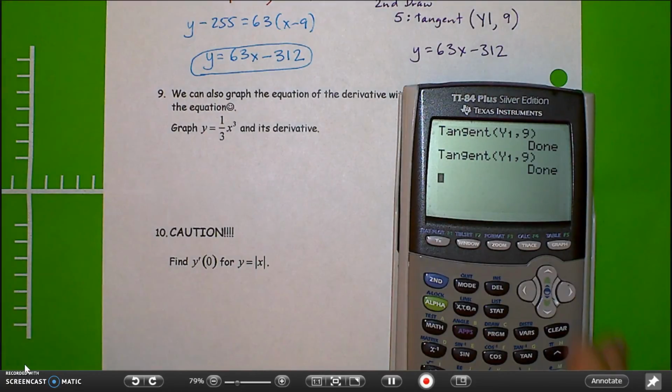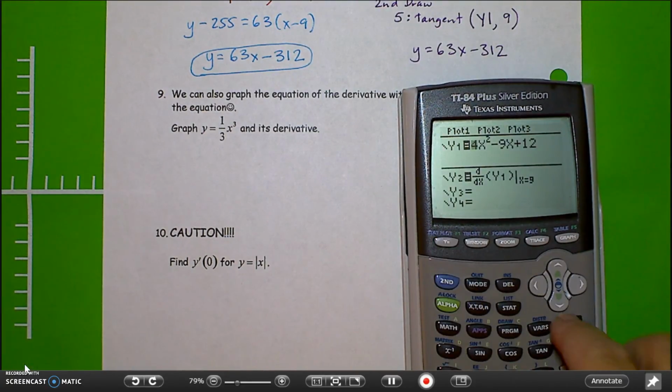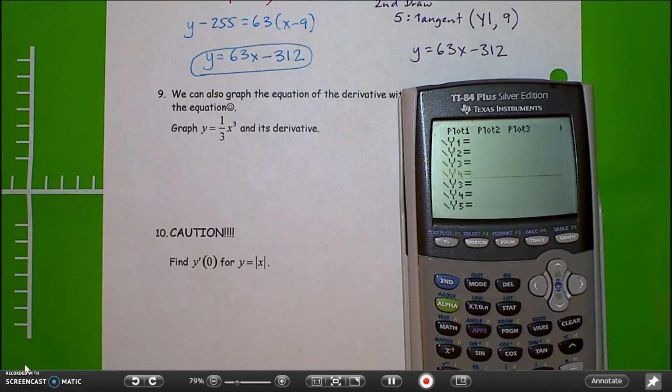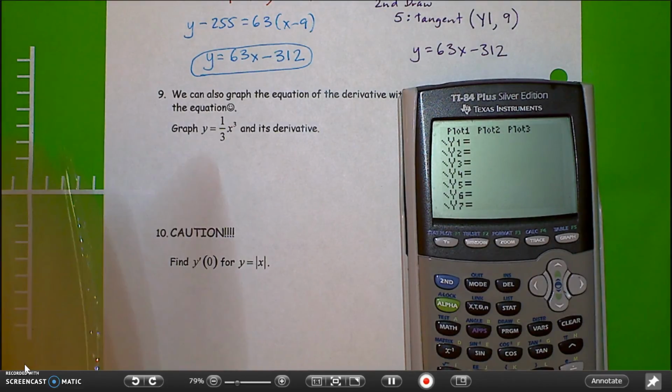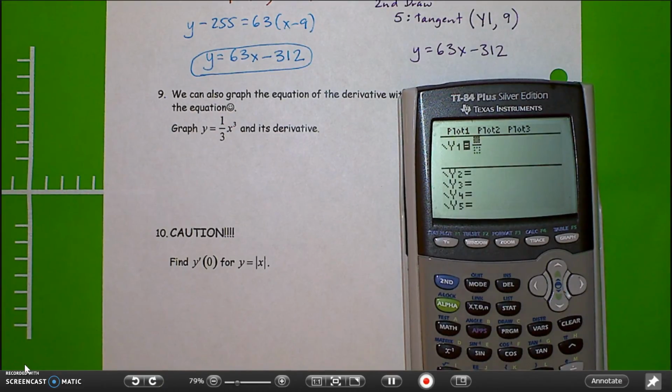And I'm going to go in. I'm going to do this in my y equals screen. So I'm going to clear these. So on y1, we'll do 1/3 x cubed. I'm going to go ahead and use my fraction here. 1/3, x cubed.